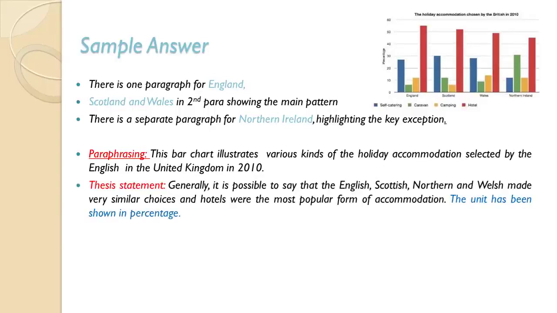And the thesis statement, I mean overview, general statement, that's been overall. Generally, it is possible to say that English, Scottish, Northern Irish, and Welsh people made very similar choices, and hotels were the most popular form of accommodation. The unit has been shown in percentage. Definitely, is it shown in percentage? Is it million? Is it barrel? Or is it ounce? We have to show it. So this is the general statement.